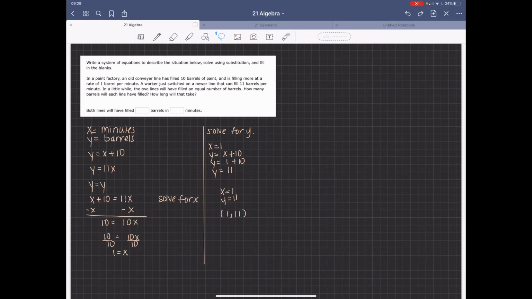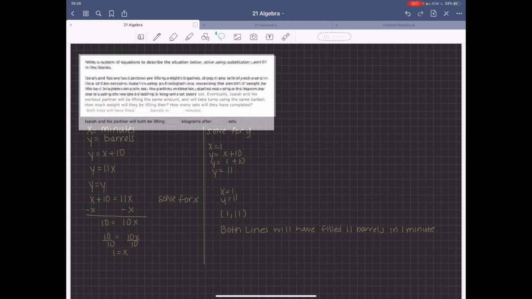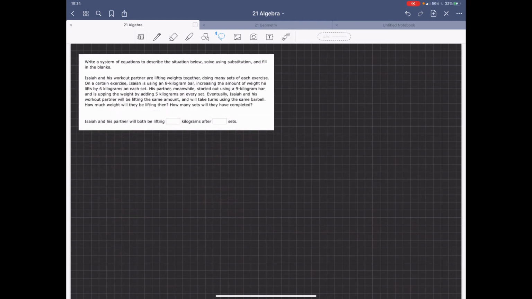As an ordered pair, that's 1, 11. And then as a written statement, it's both lines will have filled 11 barrels in one. Describe the situation below. You're going to solve using substitution and fill in the blanks.